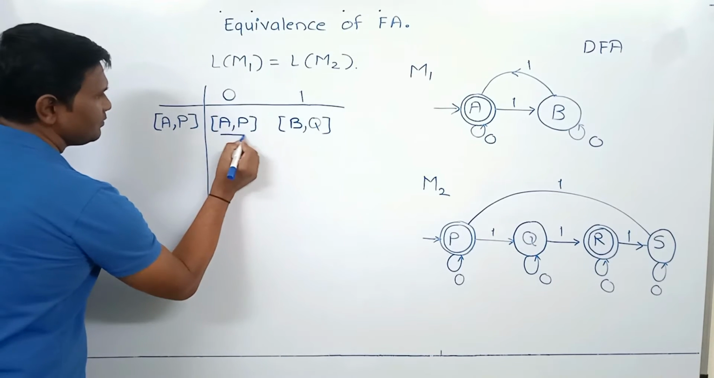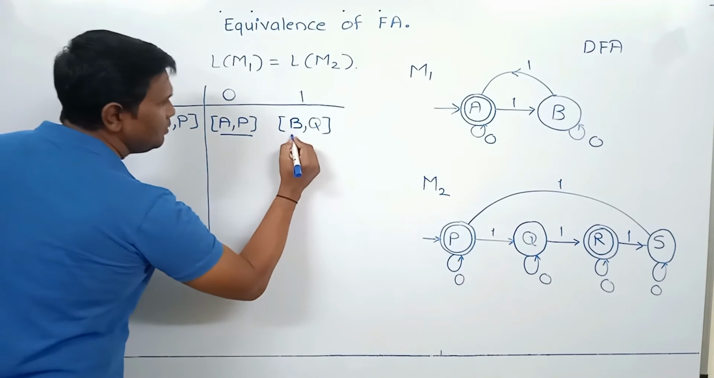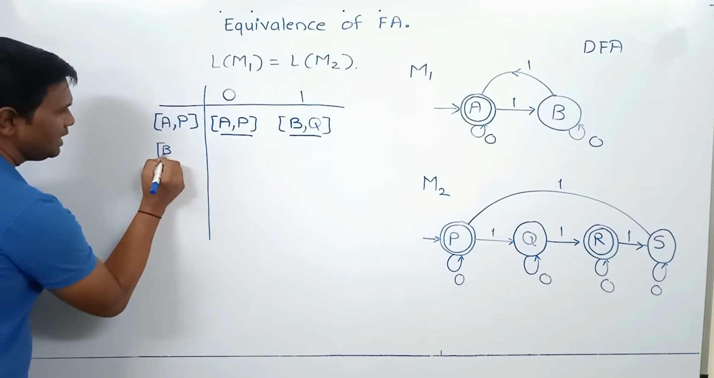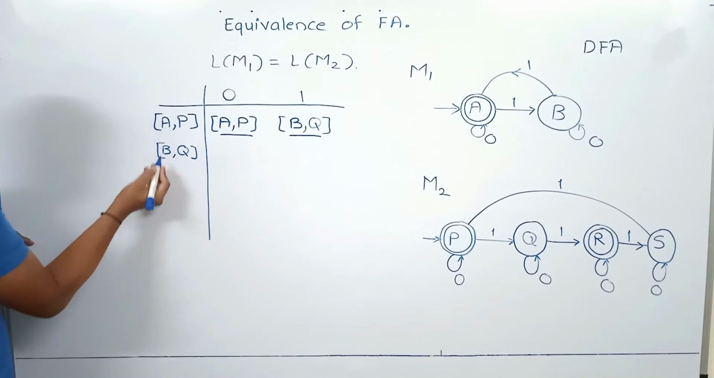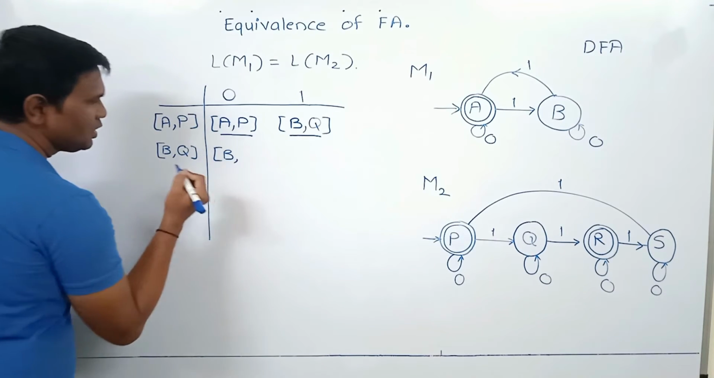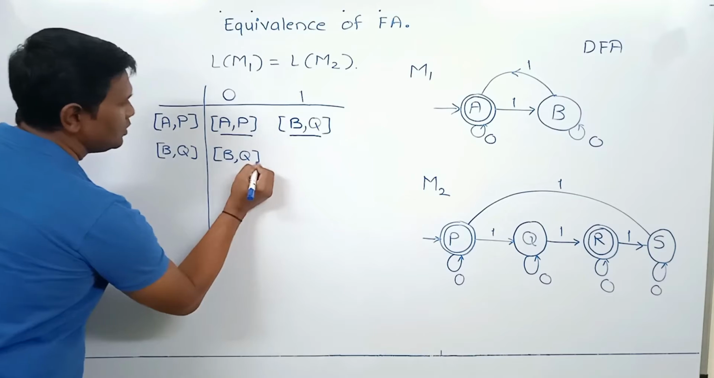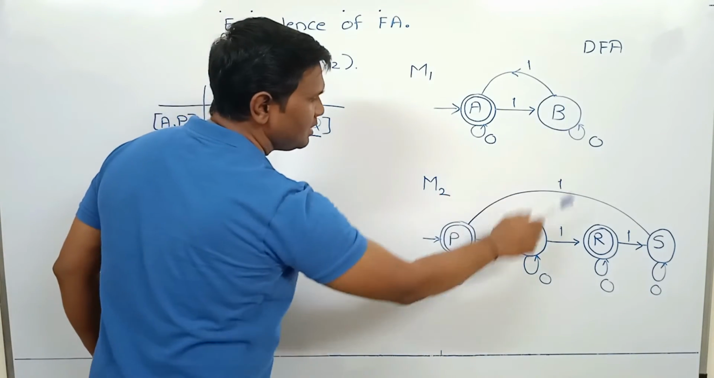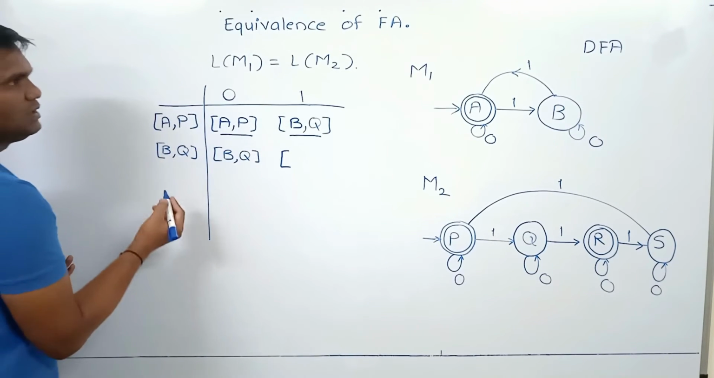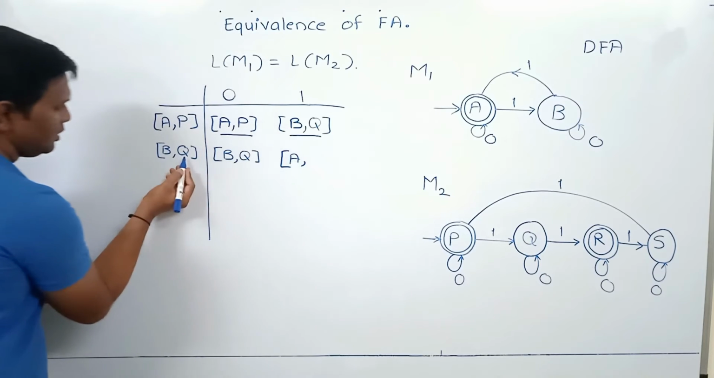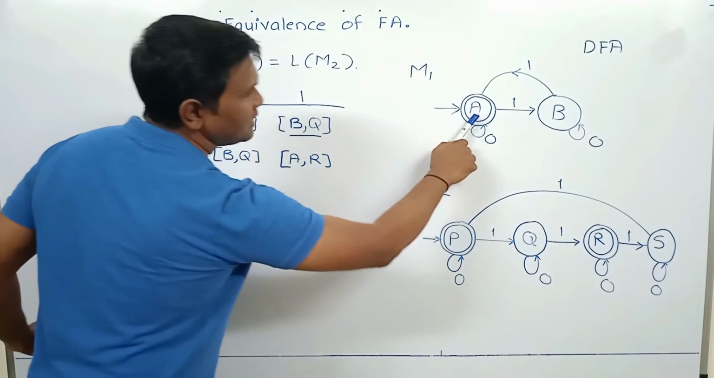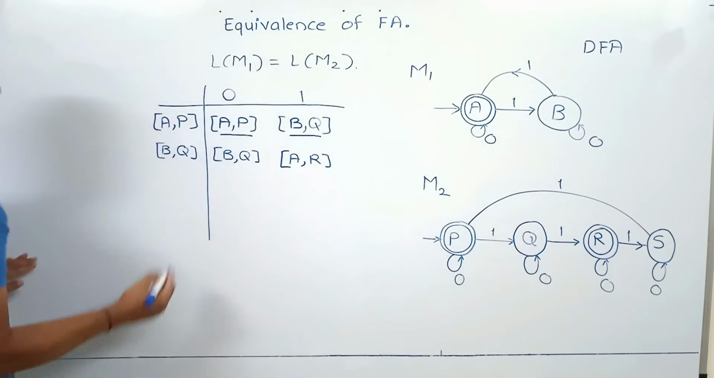Now AP, this entry is already here. BQ, this is a new entry, we have to consider it over here. So B comma Q, we have to consider transitions of B and Q. B on 0 remains in B. Q on 0 remains in Q. BQ, non-final, non-final. Now consider transitions on 1. B on 1 goes to A. Q on 1 goes to R. AR, final, final. Both states are final.